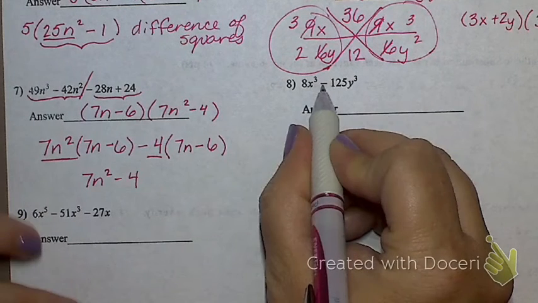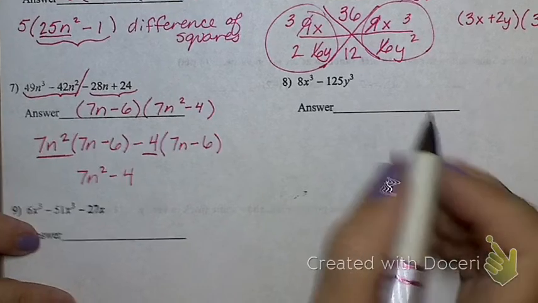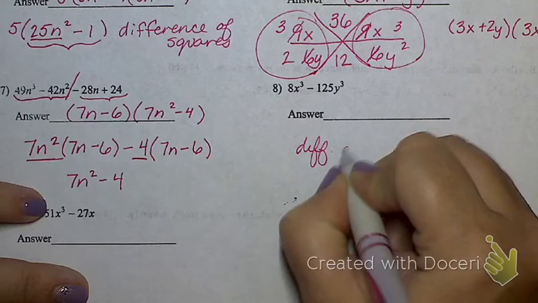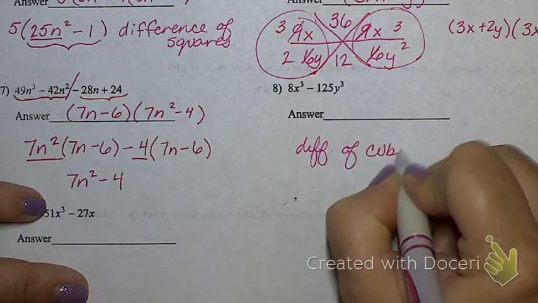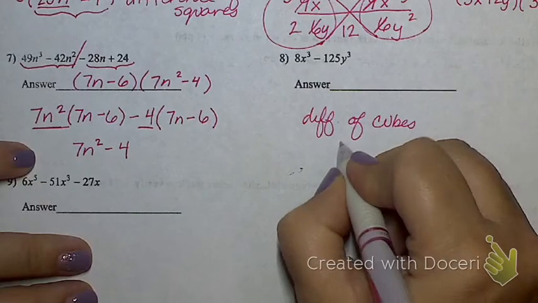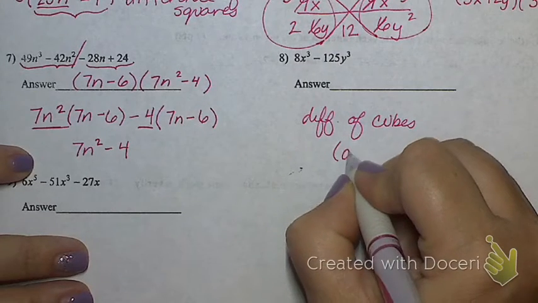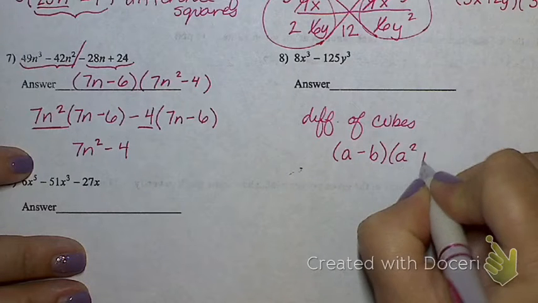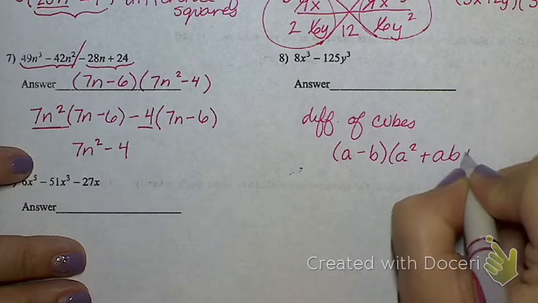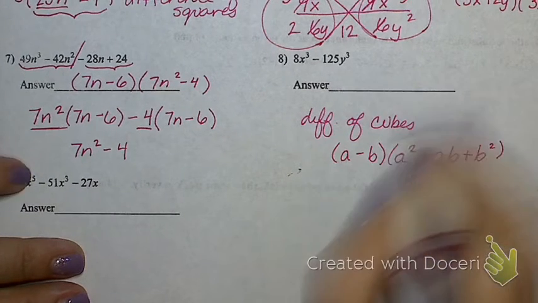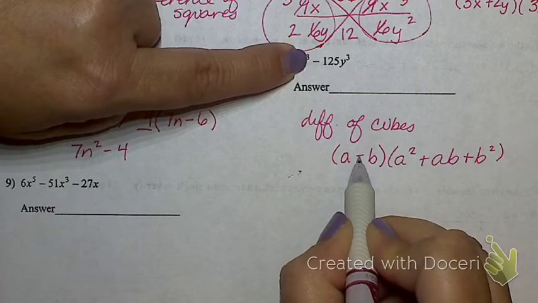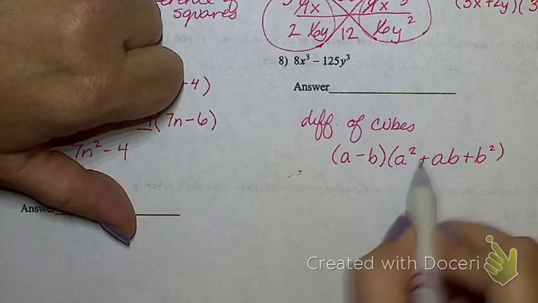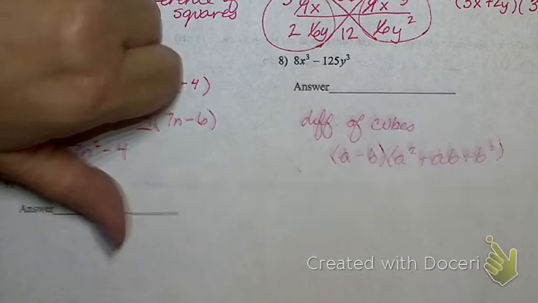What have I got there? I have a difference. I have cubes. So difference of cubes. So I know my difference of cubes formula is a minus b, a squared plus ab plus b squared. There's my same sign as the problem. Opposite, O, always positive. There's my SOAP thing, right?